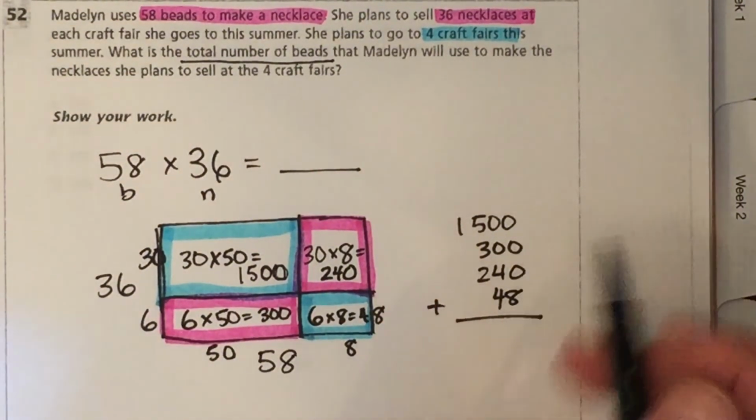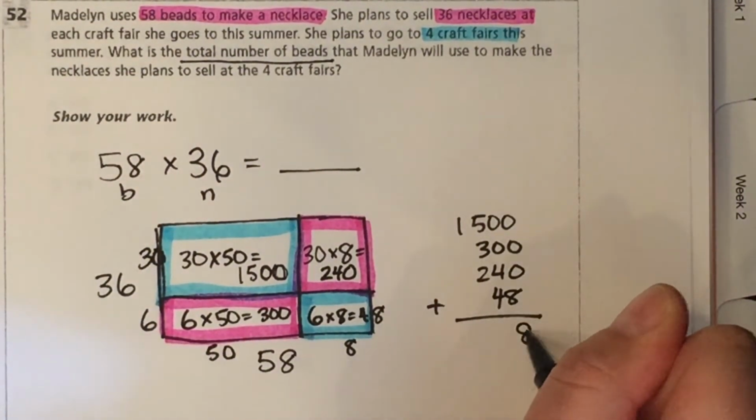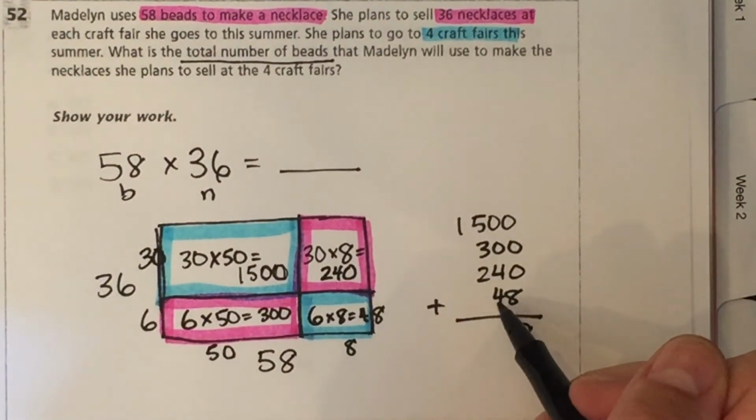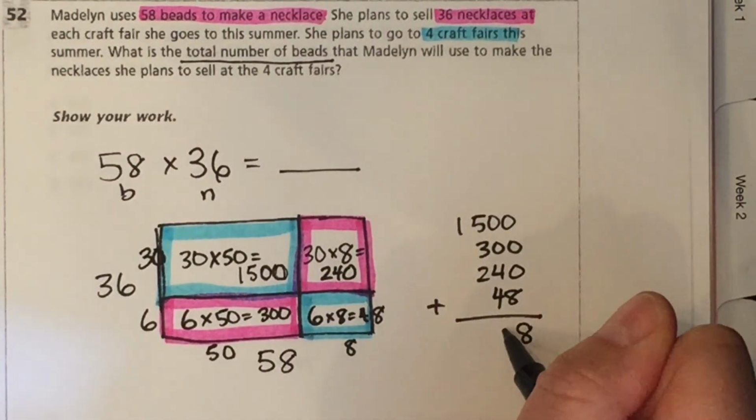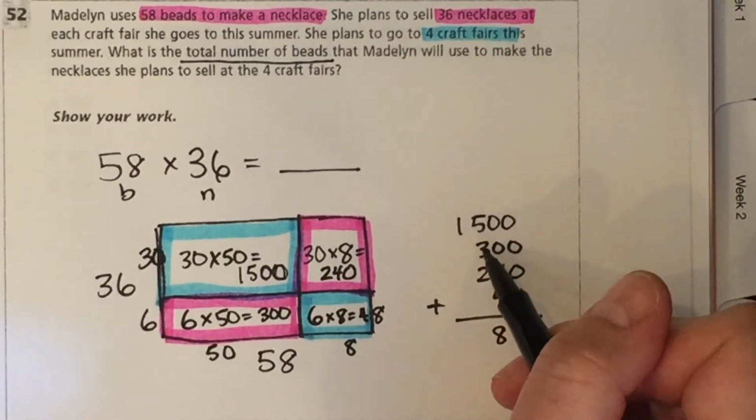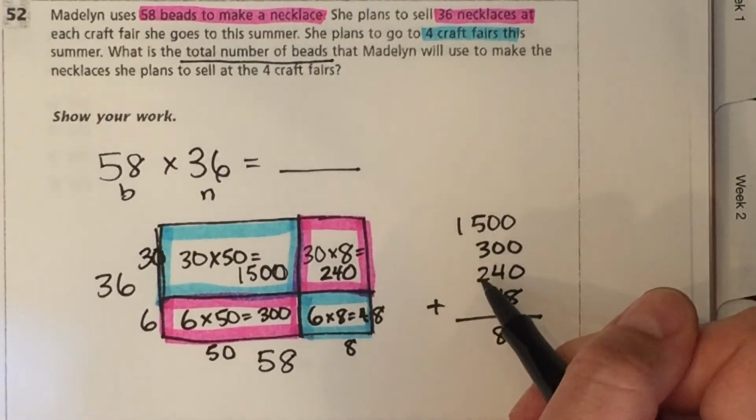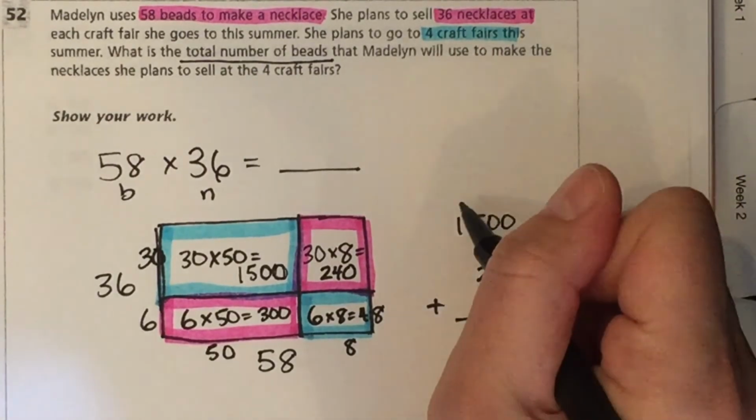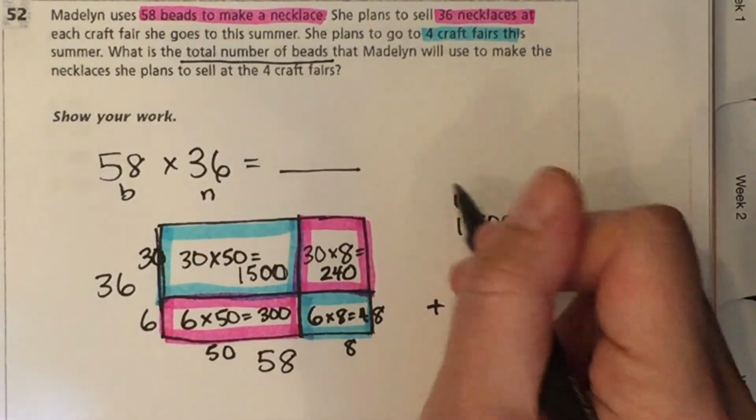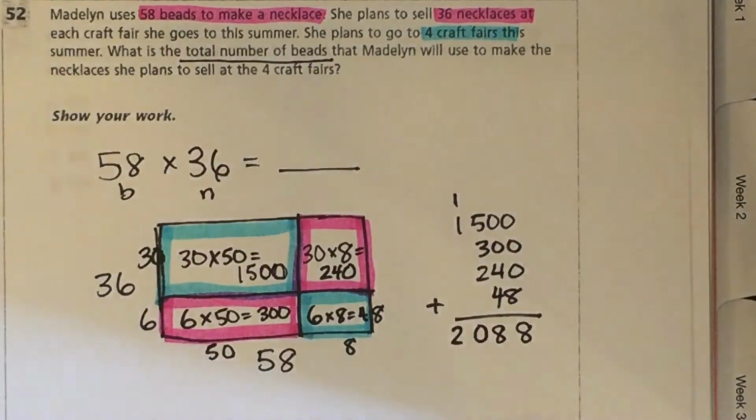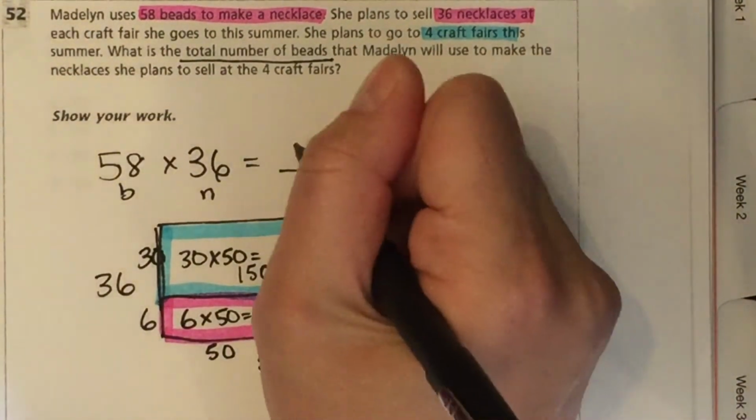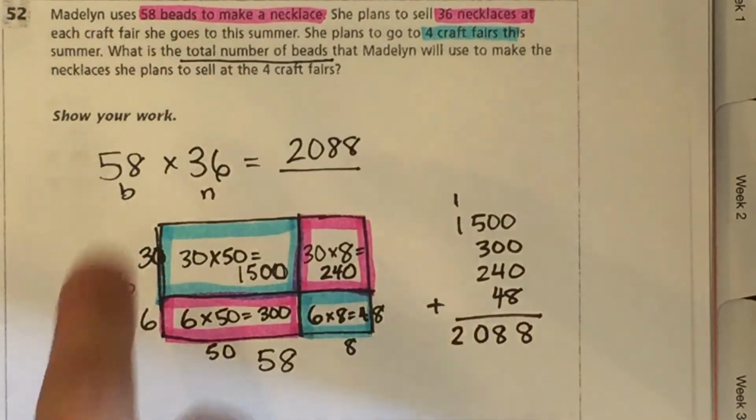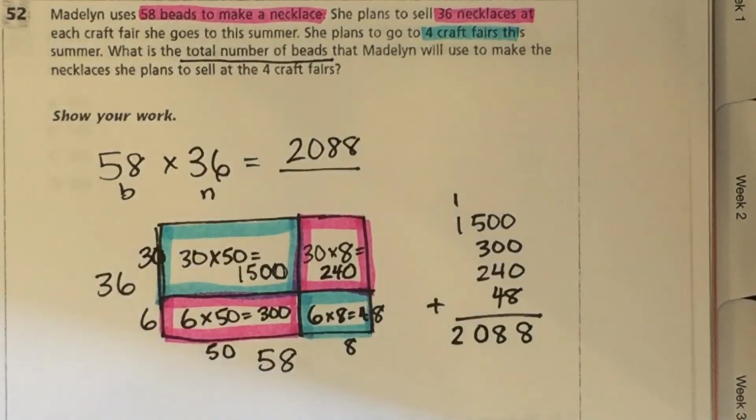So 0, 0, 0, and 8 added together is 8. 0, 0, 4, and 4. 4 plus 4 is 8. 5 plus 3 is 8, plus 2 more is 10. I'm gonna put the 0, and I'm gonna carry the 1, and now I have 2,000s. All right, so I got 2,088 beads would be needed just to make 36 necklaces.